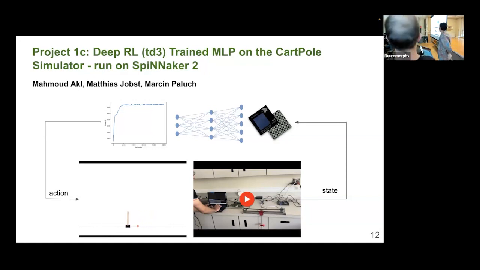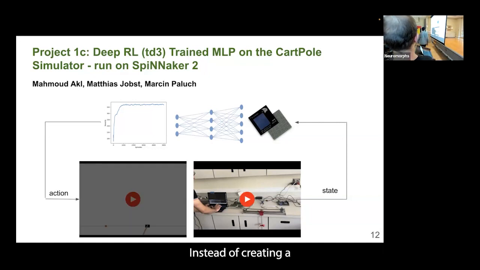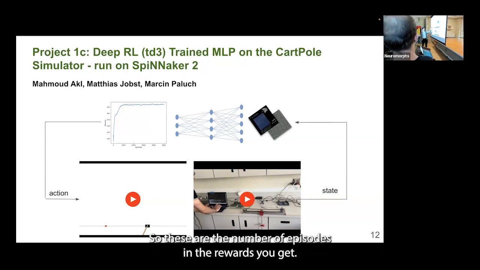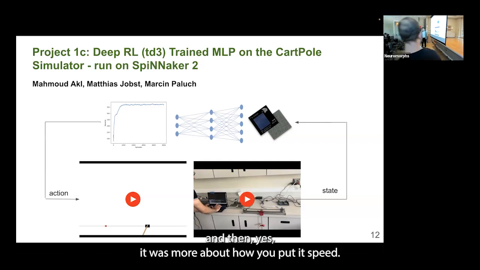Yeah. So we took a different approach. Instead of training an imitating network, we trained a reinforcement learning agent from scratch using TD3. And here you see the training curve. So these are the number of episodes and the rewards you get. After about 1,000 episodes, we get stable rewards. And then we took this network, and then Matthias, you can say more about how you put it up to Spinnaker.